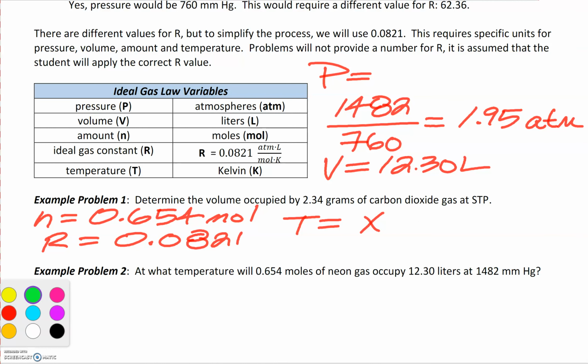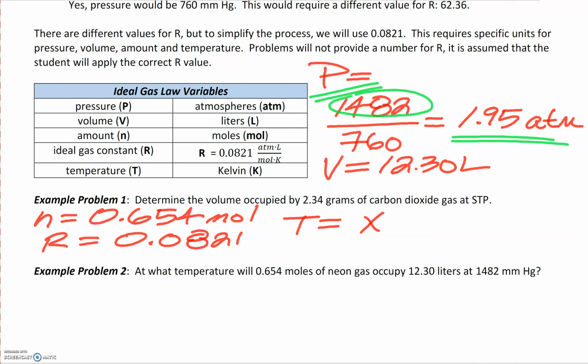All right, so here are the variables. Let's see if you got them correct. So I had pressure, and notice that 1482 is not the correct unit. That's millimeters of mercury, so this isn't going to work. So I had to divide by 760 to get to ATMs. So I need to get the ATMs, so I did that.